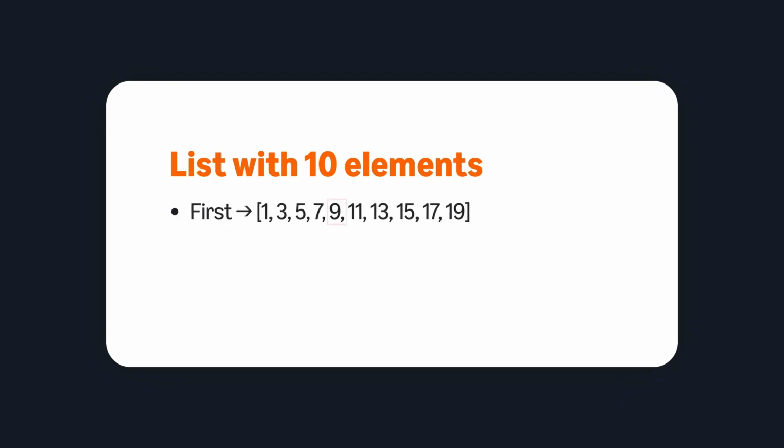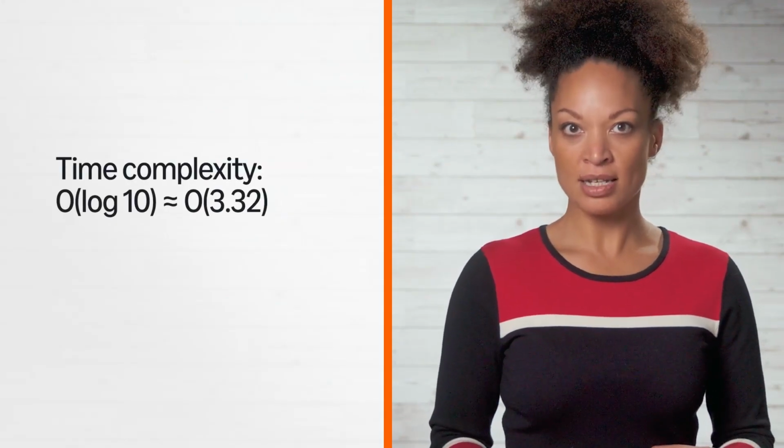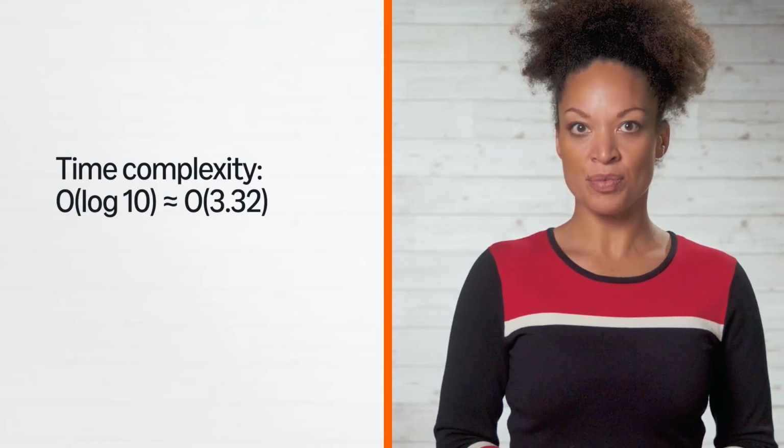In the first comparison, check the middle element at the 5th position. Depending on whether the target is smaller or larger, look at the middle of the remaining halves. So, either the 2nd or 8th position. Repeat this process, halving the list with each step until you find the target. In the worst case, how many steps will it take? The time complexity is O of log 10, or approximately 3.32.